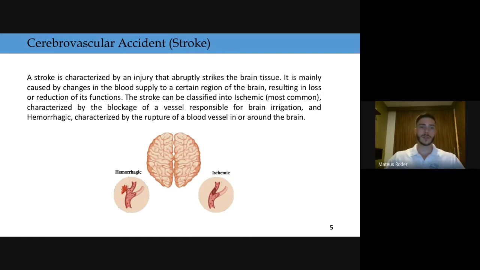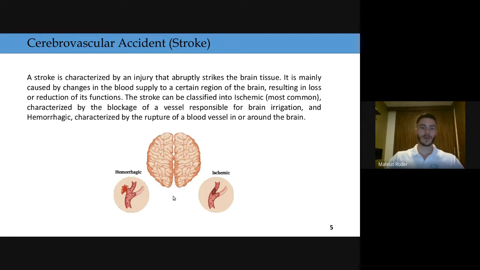The stroke, or cerebrovascular accident, is characterized by an injury that abruptly strikes the brain tissue. It is mainly caused by changes in the blood supply to a certain region of the brain, resulting in loss or reduction of its function. The stroke can be classified as ischemic, the most common, characterized by the blockage of a vessel responsible for brain irrigation, and hemorrhagic, characterized by a rupture of a blood vessel in or around the brain.